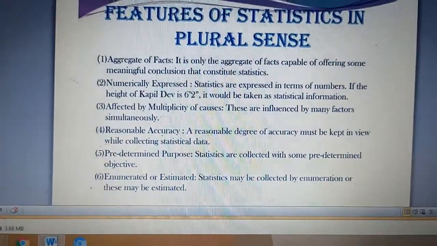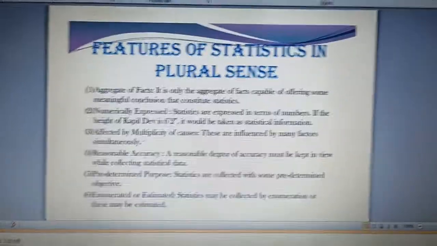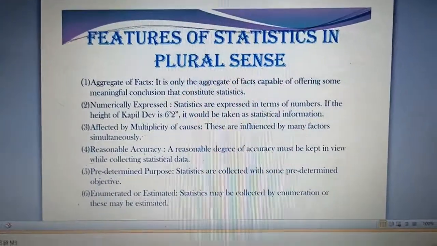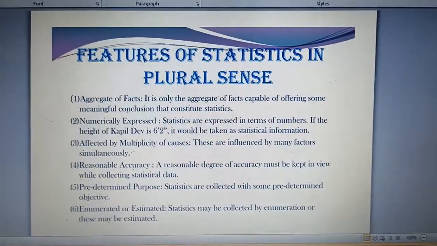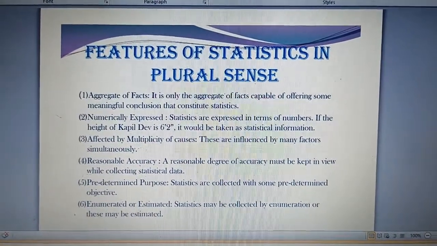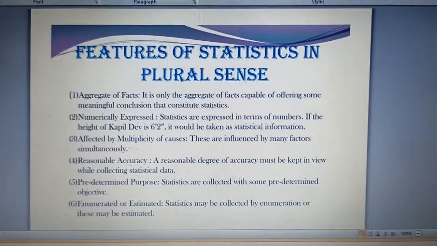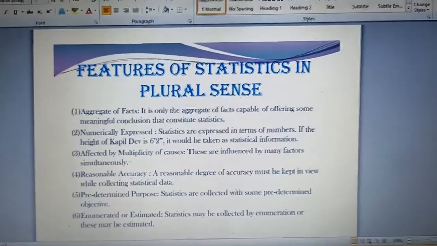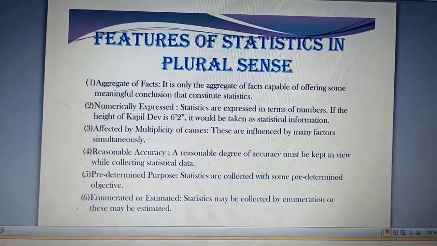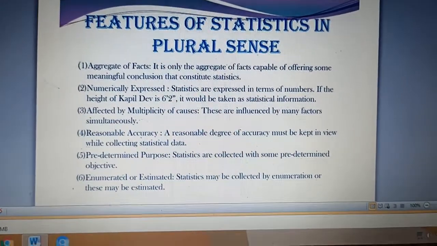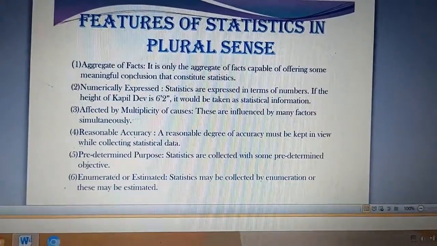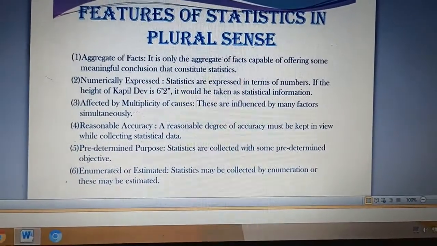Second, numerically expressed. Suppose a cow has 4 legs, there is no point at all. That is not statistics. Here we are talking about, suppose India has this much of population, China has this one, USA and UK. If we are comparing four countries population wise, economy wise, or now COVID-19 outbreak is there all over the world and we are taking data of different countries, there we are making comparison. That is what is meant by numerical terms.